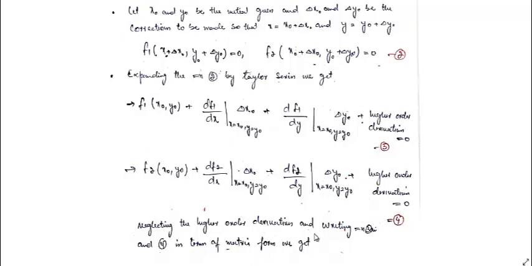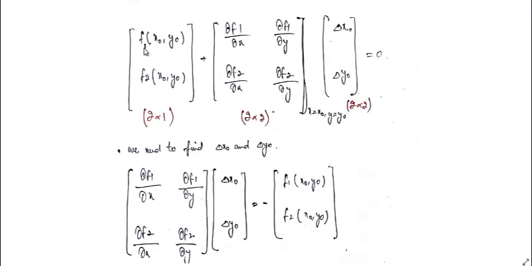So neglecting the higher order derivatives and writing equations 3 and 4 in terms of matrix form, we get, we'll try to form a matrix in which one matrix contains these functions, another matrix contains derivatives, and then multiplied by these delta x and delta y. It can be shown like this. This is f1 x naught y naught, f2 x naught y naught plus, this will actually be f1 x naught y naught plus del f1 by del x delta x naught plus del f1 by del y delta y naught, and this whole is calculated at x is equal to x naught, y is equal to y naught. So this can be represented in terms of matrix form.